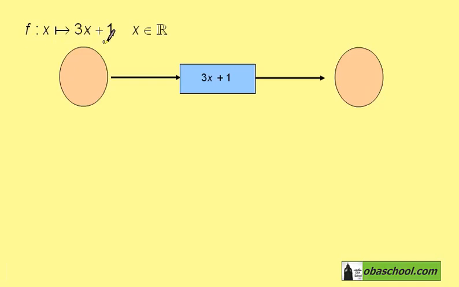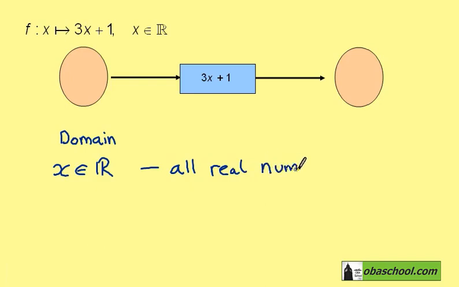Very often functions are stated together with their domains. So here, our domain is x is a real number. This is, as we stated, the domain, and the set of real numbers means all real numbers from -infinity to infinity, including fractions and irrational numbers. Every single number that you know is a real number.